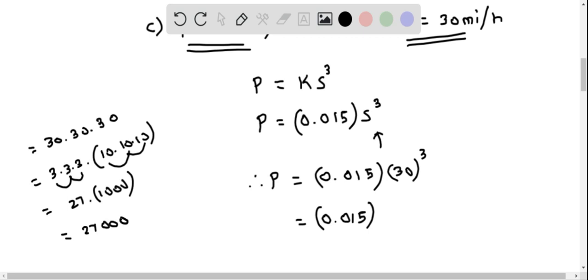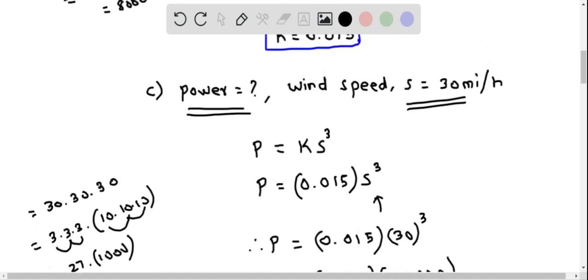So this becomes 27,000. Then we just have to multiply 0.015 with 27,000, and we can use the calculator. We get 405. The unit of power is watt, so we put the unit as watts. Therefore, this is the power when the wind speed is 30 miles per hour.